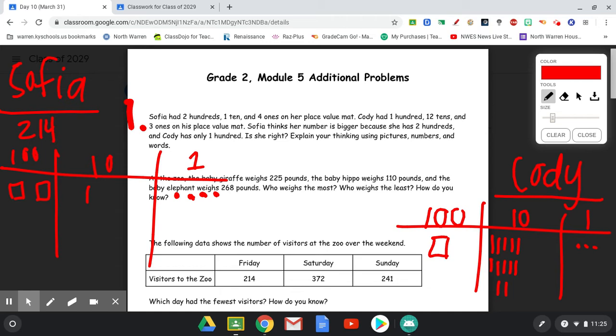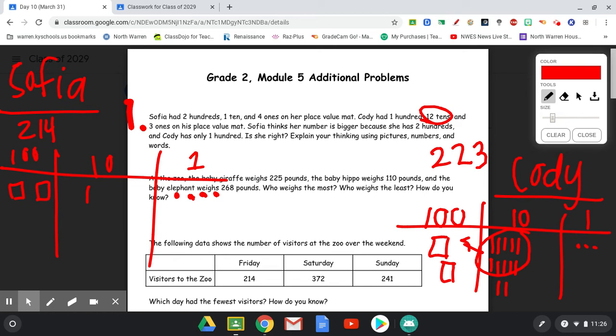However, Cody, I see that he has way too many tens, and so I would need to regroup those. And so I need 10 of these tens. I'm going to regroup that to 100, okay? So when I look at his chart now, his number is actually going to be 223. And so Sophia thinks that her number is bigger because she started with more hundreds, but actually Cody had 200s, but he had it in a different way because of these 12 tens. Okay, he actually had 100 over here.